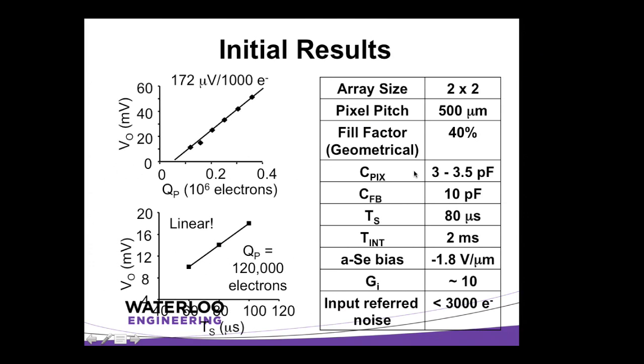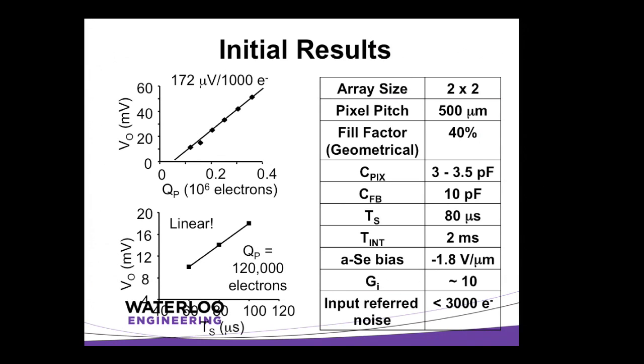And what we found is that our models were actually pretty good at predicting what the performance of that active pixel was going to be. In fact, the first array we built, our input referred noise was around 3,000 electrons, which is not bad for a first try, okay? And the reason this noise was so high was primarily because the pixel capacitance was 3 to 3.5 picofarads. We couldn't get it smaller because of the in-house process that we were using.